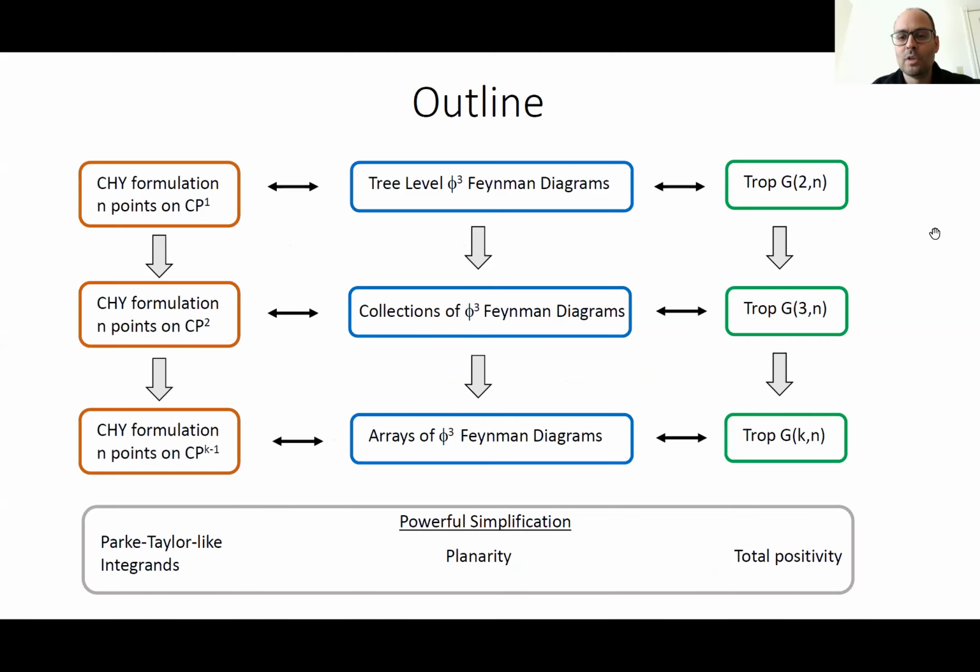So let me start by giving you the outline. I'm going to start by defining boring tree-level phi-cubed Feynman diagrams, but with the idea of connecting them to something called the tropical Grassmannian G(2,n). Then I will show how the tropical Grassmannian can be generalized to other Grassmannians, and that will lead us to the idea that maybe Feynman diagrams can also be generalized. Of course, we know a dual formulation of Feynman diagrams, which is given by the CHY formulation of points on CP1. And therefore, we will conclude that there is also a natural generalization of CHY to higher projective spaces.